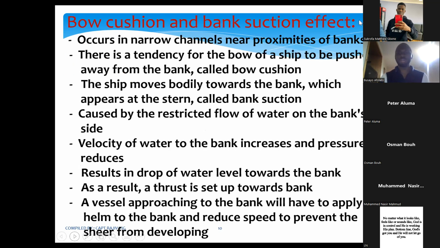This is where I'll be stopping today, which will be bow cushion and bank suction effect. It works more or less with what I just talked about now, squats, and we'll do more of it in the main lecture next week, which will be interaction.